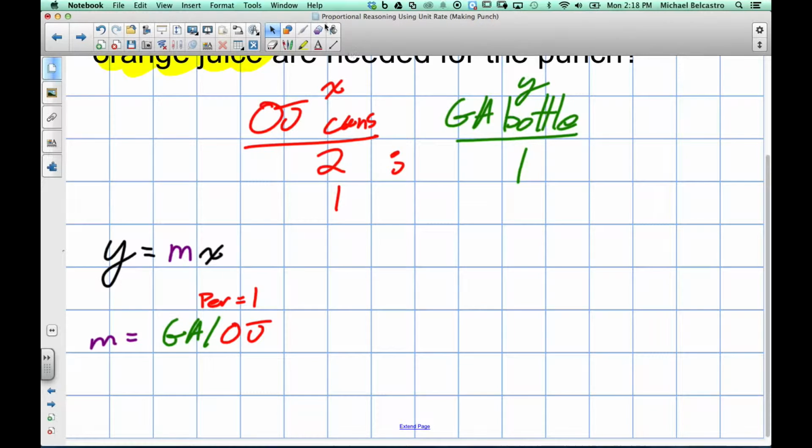Okay? So we need to convert OJ from 2 to the value of 1, which one way to do this is by dividing by 2. It's probably the simplest whole number way to do it. So because we divide that by 2, we'll also divide our bottles of ginger ale by 2.